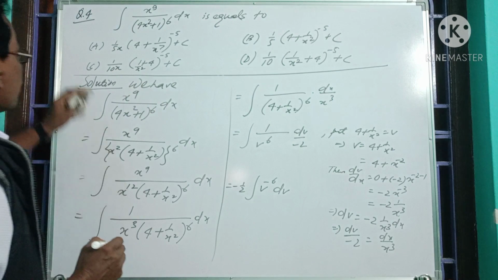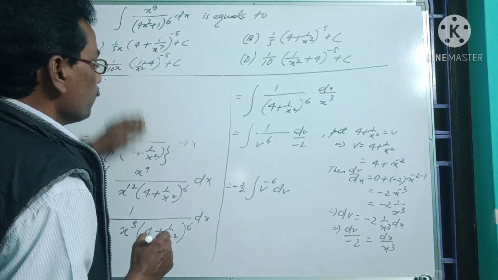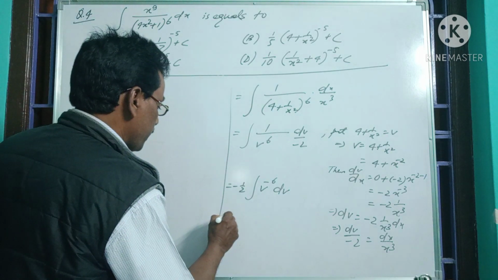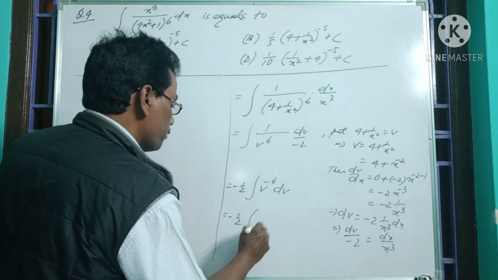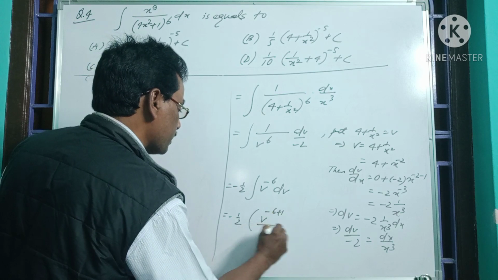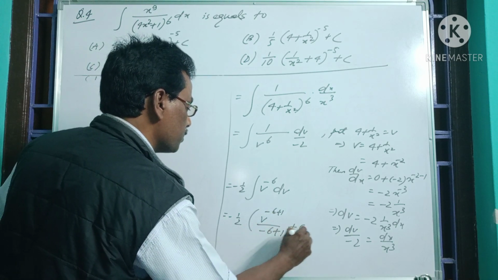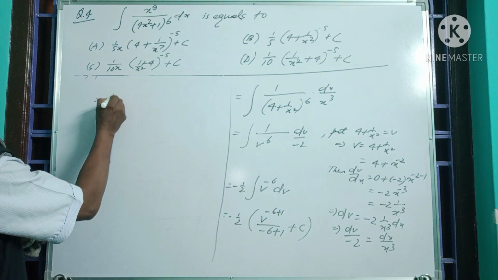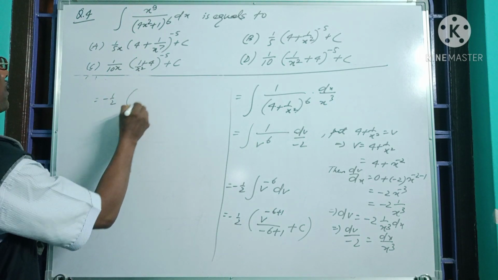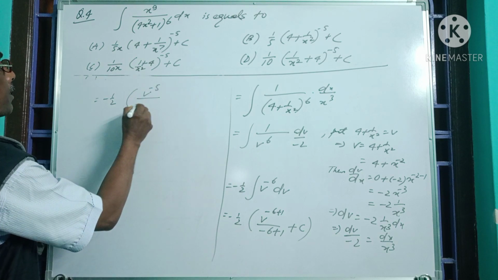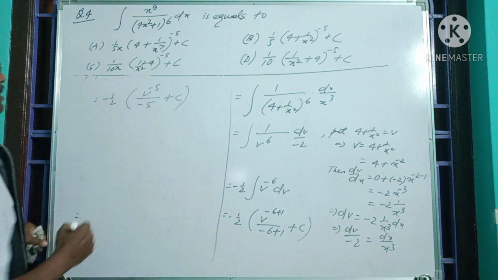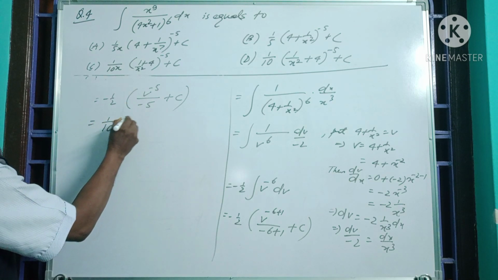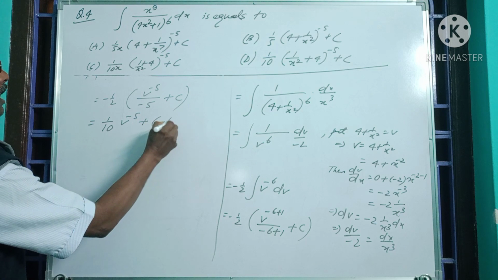So now the integrand is integrable. So integrating, we have minus half into v to the power minus 6 plus 1 by minus 6 plus 1 plus c, where c the constant of integration. So again simplifying, we have minus half into v to the power minus 5 by minus 5 plus c, where c the constant of integration. So again simplifying, we have 1 by 10 into v to the power minus 5 plus minus half into c.